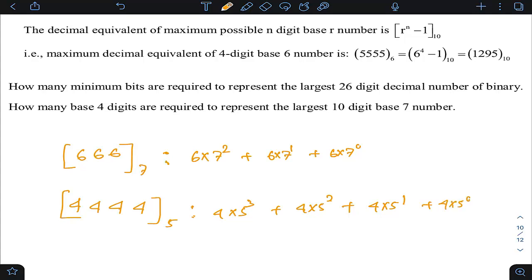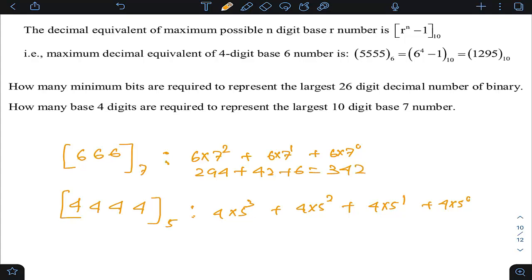Take a calculator and simplify this, students. How much will this be? Let us see. 7 square is 49. So 49 into 6 is 294. This is 294 plus 42 plus 6. So if you find it out, this comes to 342.